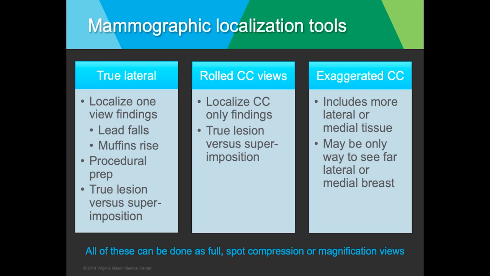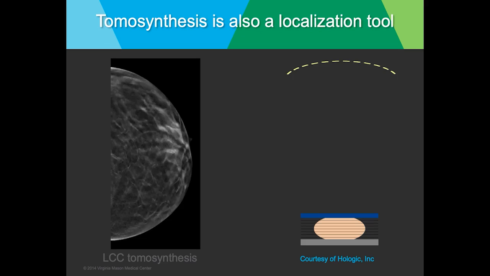Rolled CC views will help localize CC-only findings and also help determine if a lesion is a true lesion or superimposition. Exaggerated CCs are mainly to help get more lateral and medial tissue posteriorly and may in fact be the only way to see far lateral or medial breast tissue. And note that all of these, the true lateral, rolled CC views, and exaggerated CC views, can be done as full views with a full standard paddle, spot compression, magnification views, and of course, spot magnification views.